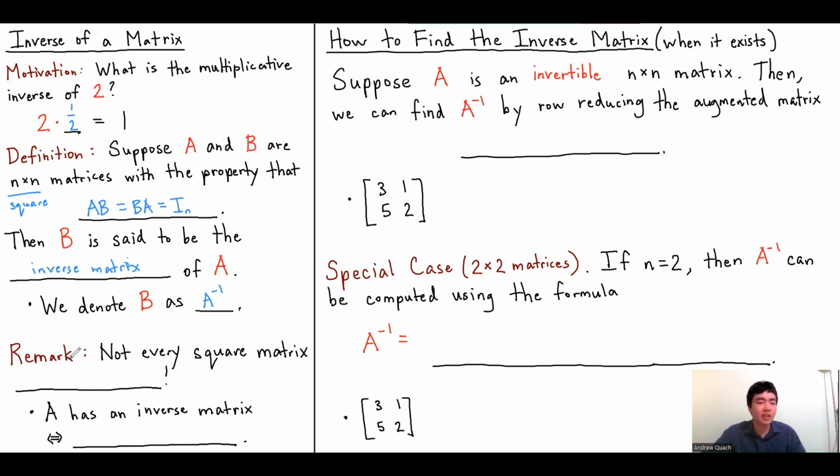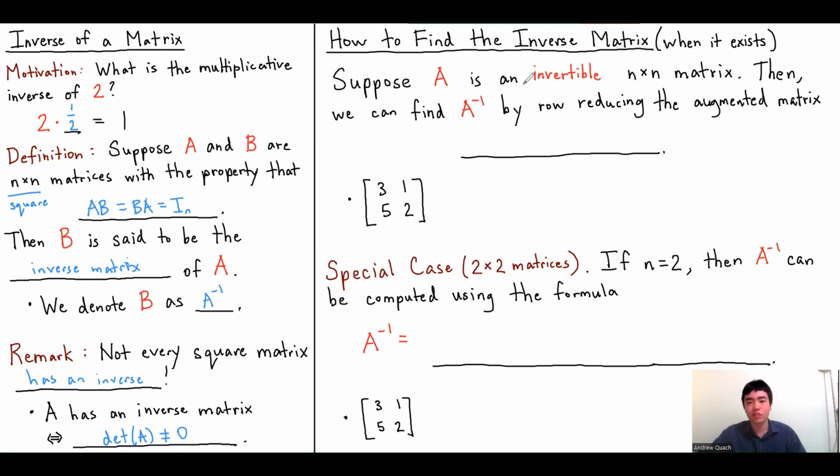I want to remark that not every square matrix has an inverse. In fact, a nice criterion for if it does have an inverse is if the determinant of A is not equal to 0. So let's look at some ways to find the inverse matrix, given that we know it exists.